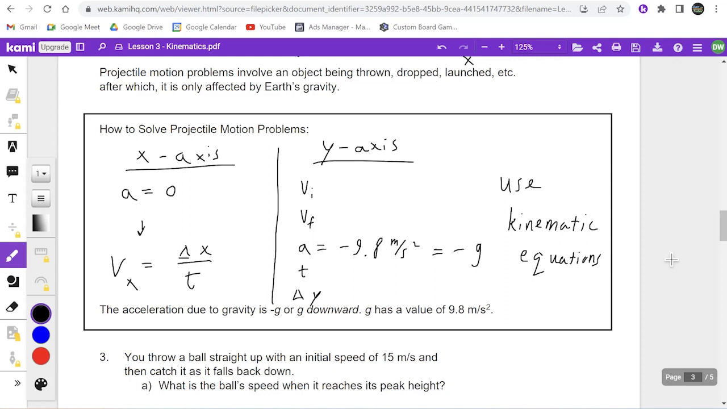So g is the universal gravitation constant for Earth. In other words, you know you weigh less on the moon, right? So g would be a different number for the moon. g would be a different number for Saturn. But g for the Earth is negative 9.8. Does that make sense? Okay, I see. I was a bit confused why that number. Yeah, it's specifically for Earth.